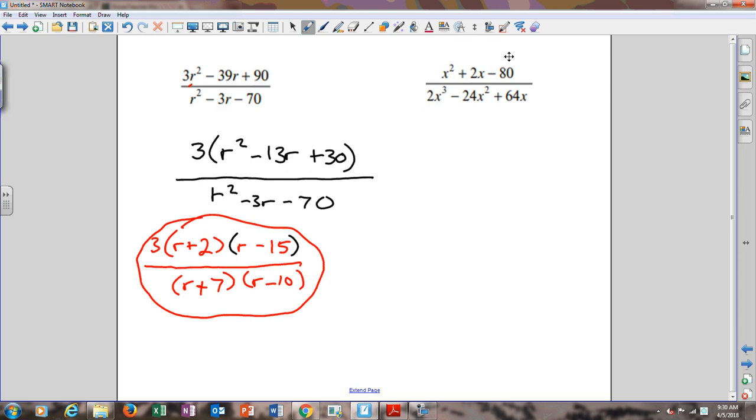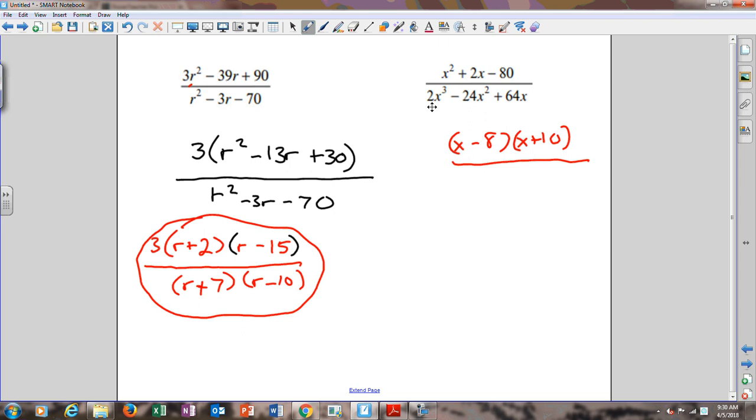All right, this one. Does anything go into the top? Every term on the top? No. So we have to factor already. X times x gives you x squared. Now it's a minus and a plus, so you know it's going to be a minus and a plus. What's going to multiply to give us 80 and add to give us 2? That's going to be an 8 and a 10.